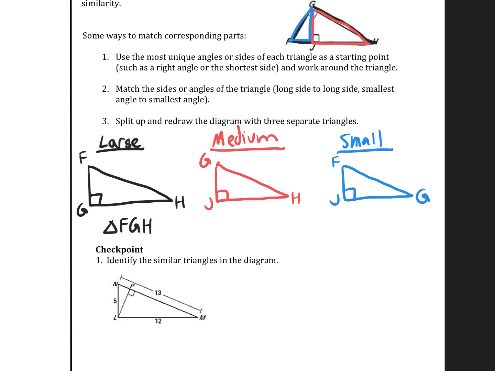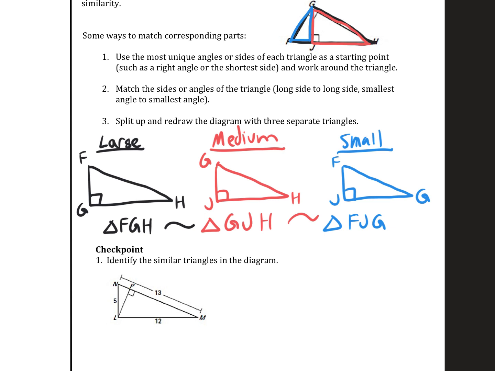Triangle FGH is similar to triangle, what would the other one be? If we went kind of down, we went FGH, so we're going to do triangle GJH. And the last one we're going to do is triangle FJG. Okay?